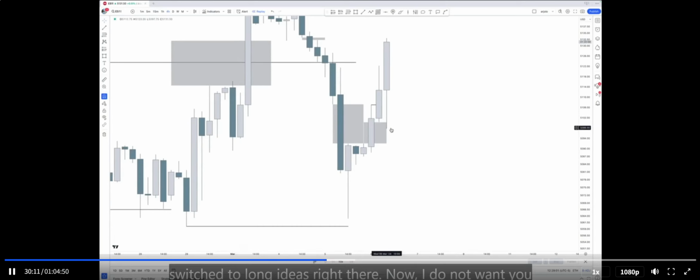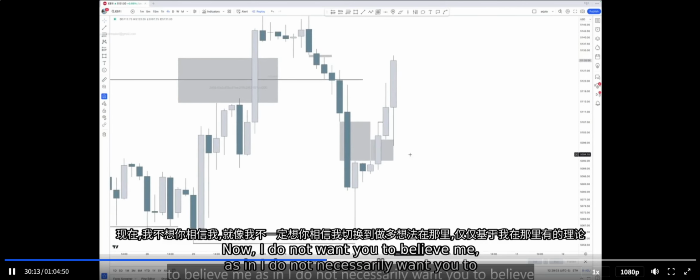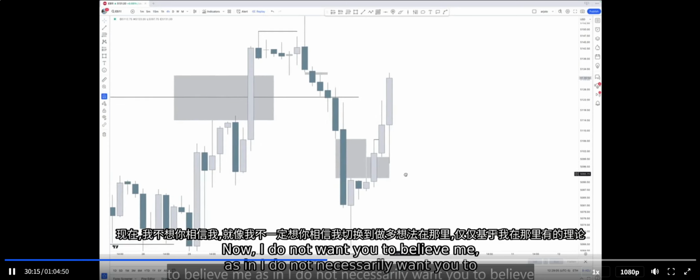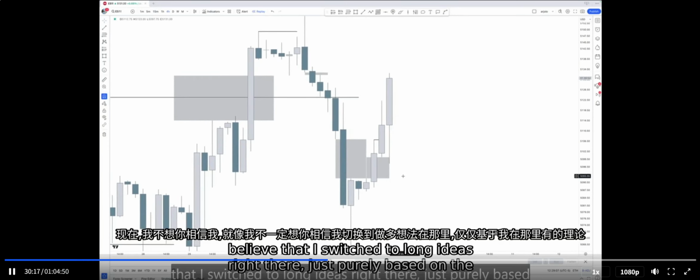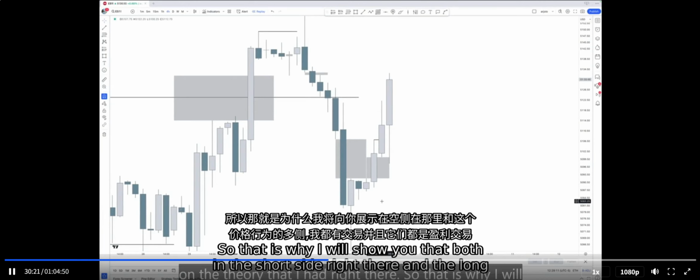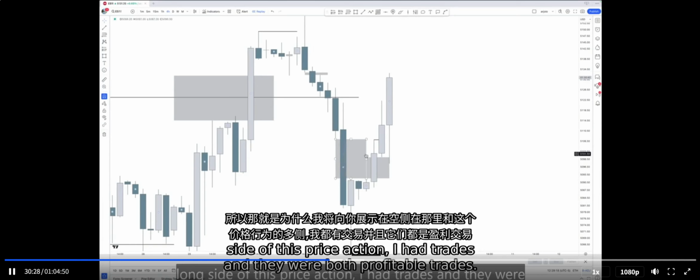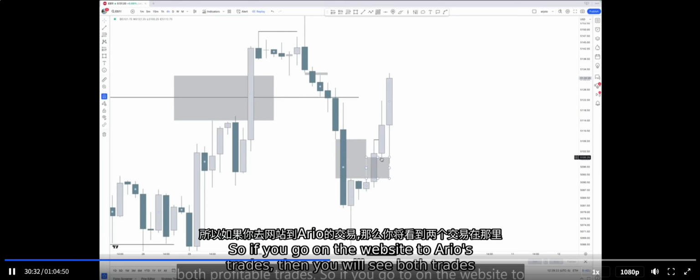Now, I do not necessarily want you to believe that I switched to long IDs right there purely based on the theory that I had. That is why I will show you that on both the short side and the long side of this price action, I had trades, and they were both profitable trades. So if you go on the website to Ario's trades, then you will see both trades right there.